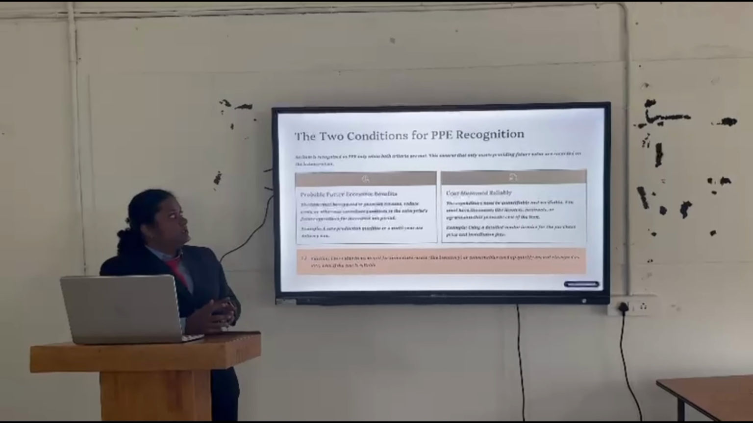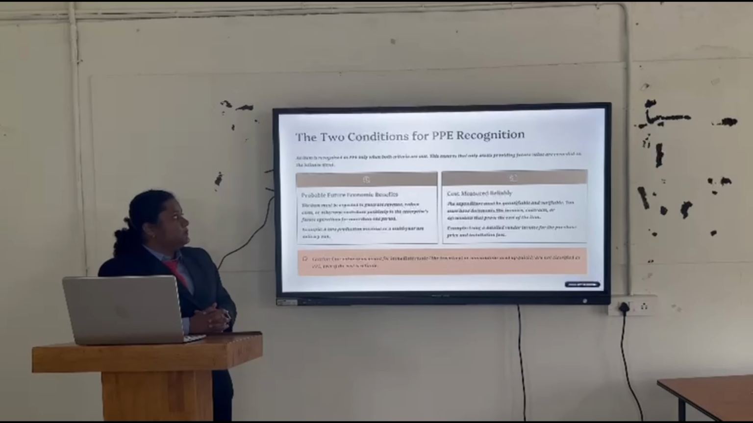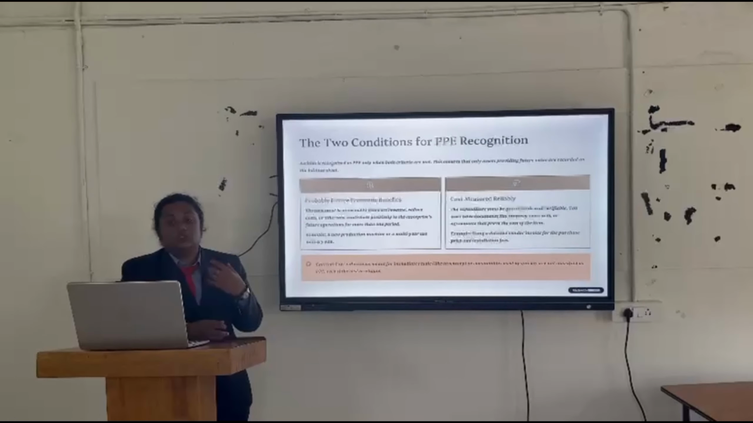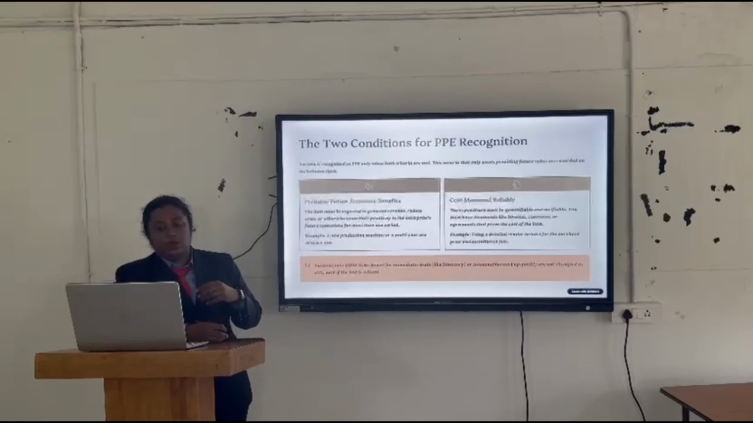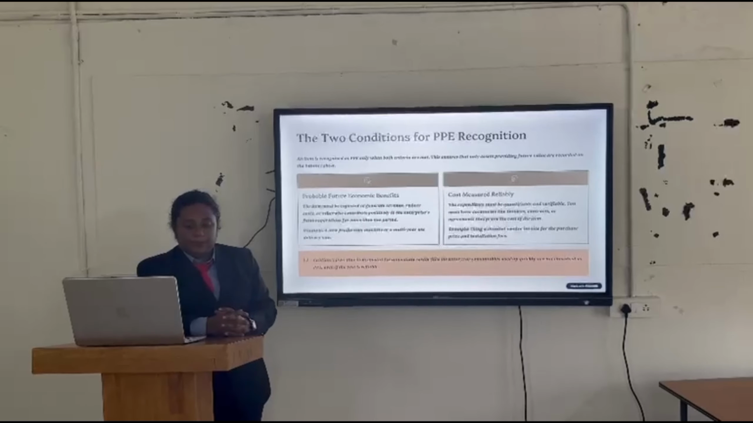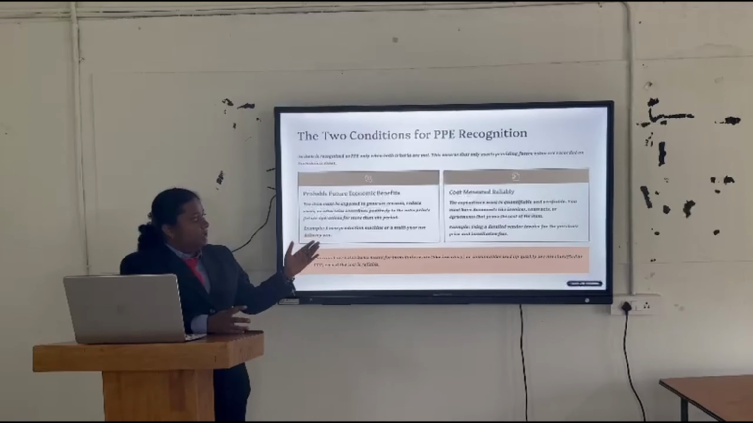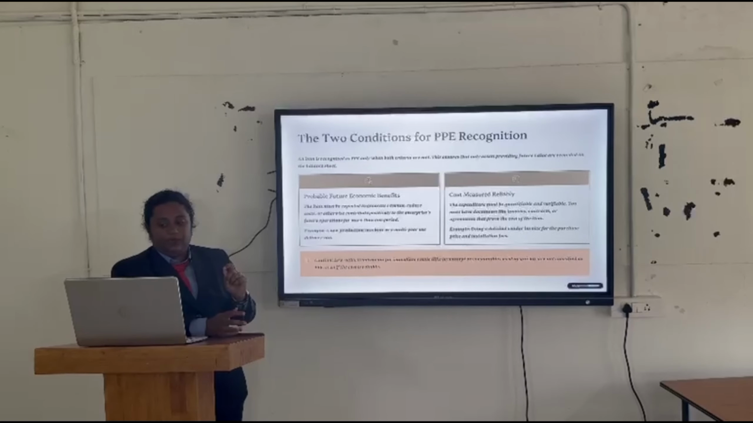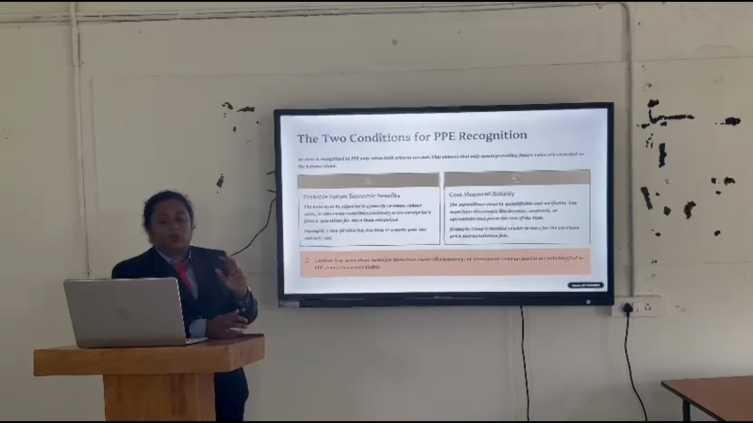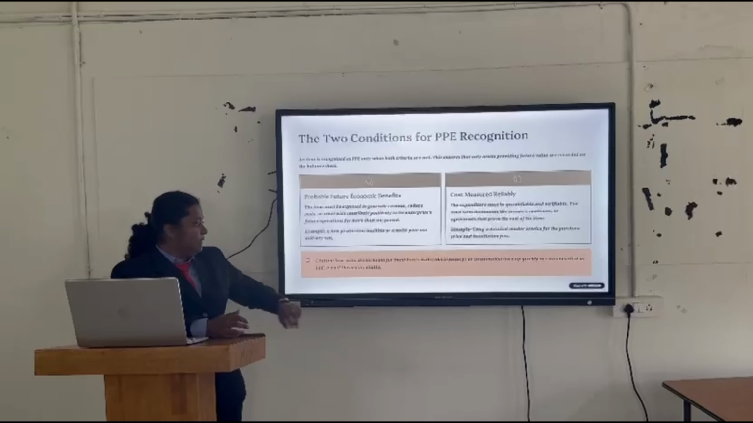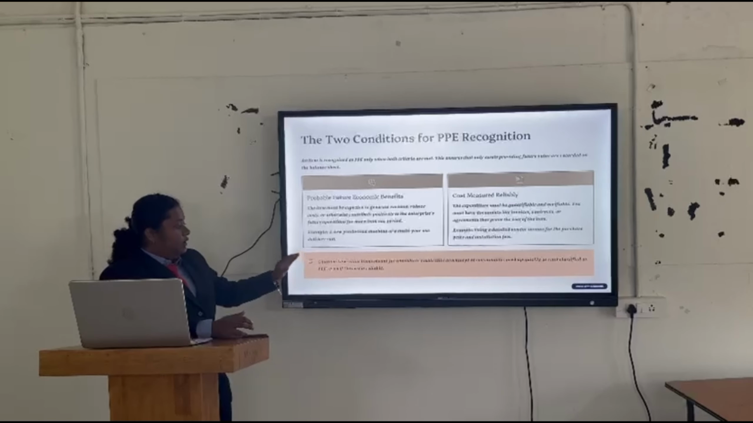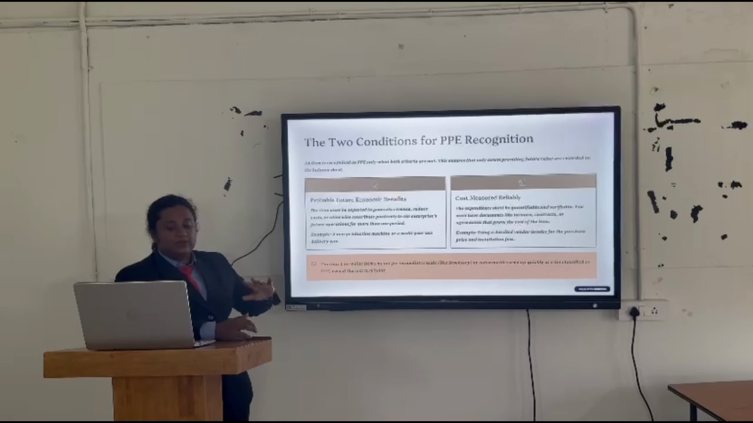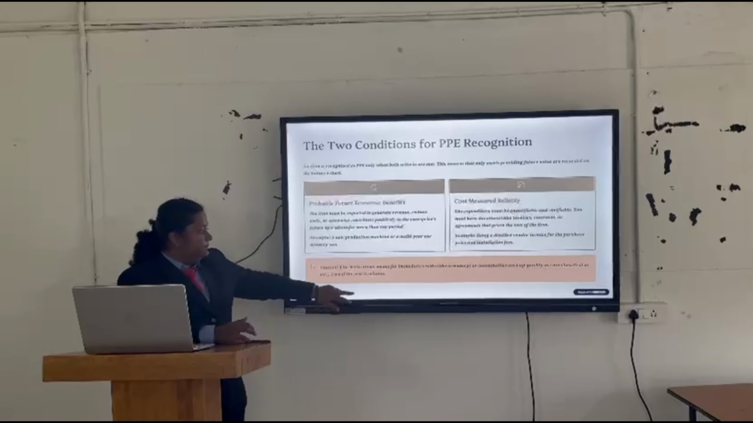There are two conditions for PPE recognition, and the first one is probable future economic benefit. That means an item should be expected to generate revenue, reduce cost or otherwise contribute positively to the enterprise's future operations. The second condition is cost measured reliably. It means the expenditure must be quantifiable and verifiable. You must have documents like invoices, contracts or agreements that prove the cost of the item. Also, low value items meant for immediate resale, like inventory, will not be classified as PPE even if the cost is reliable.